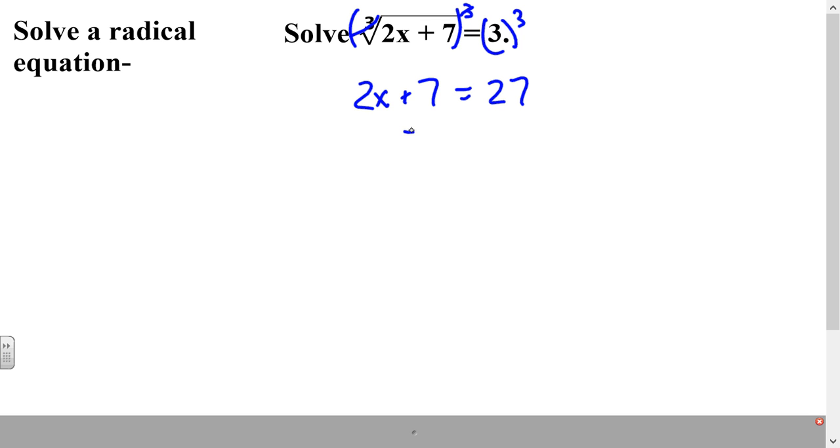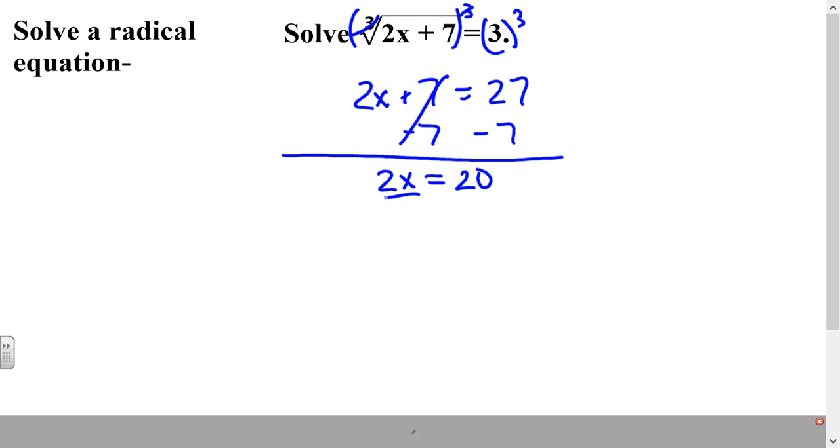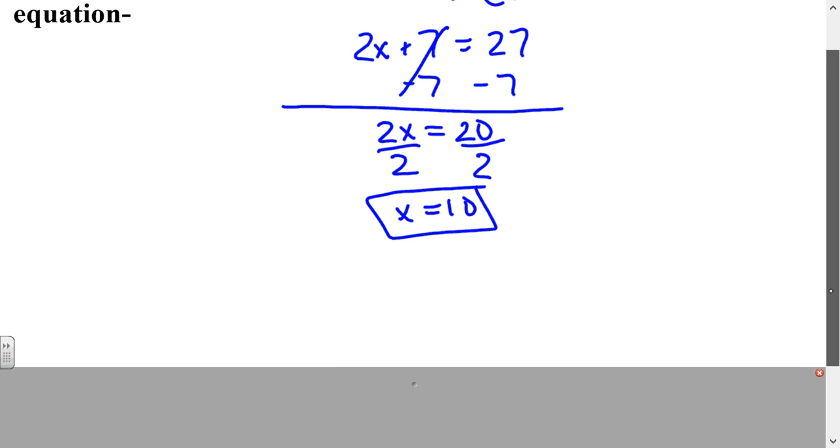So we're going to subtract 7 from both sides, and we get 2x equals 20. So then we divide by 2, and so x would equal 10. And that is our solution. Now it's important to check to see if your solution checks out, because there is such a thing called an extraneous solution, where you worked everything out right, but when you plug it back in, it actually doesn't work. And that happens sometimes with radical equations. So we're just going to check our answer really quick.